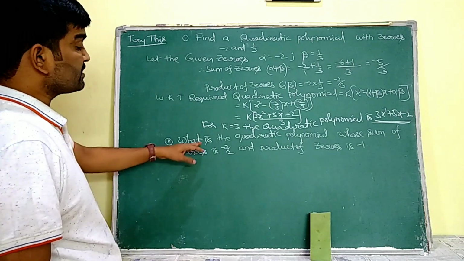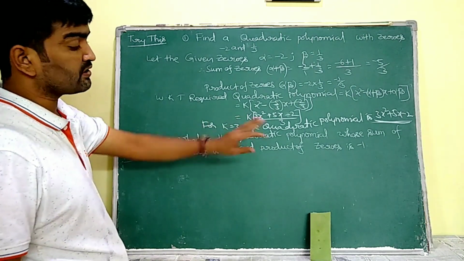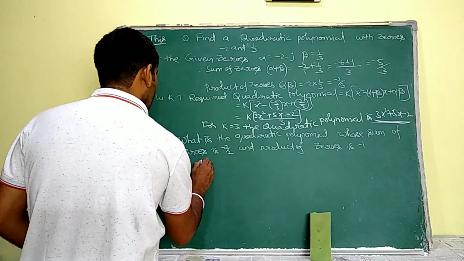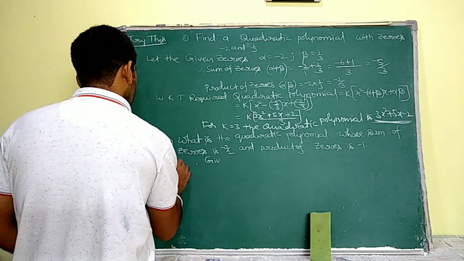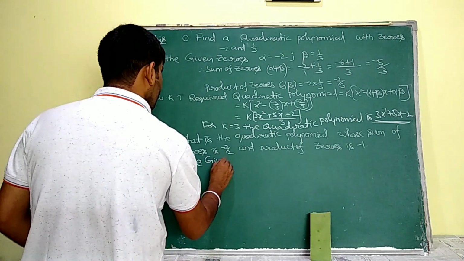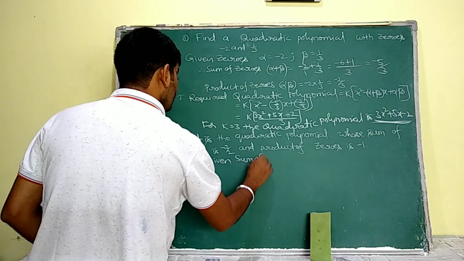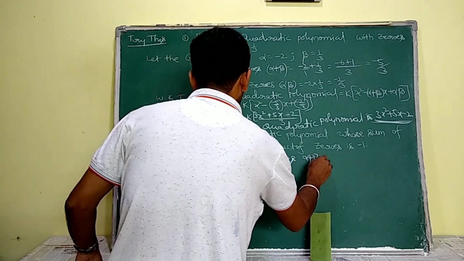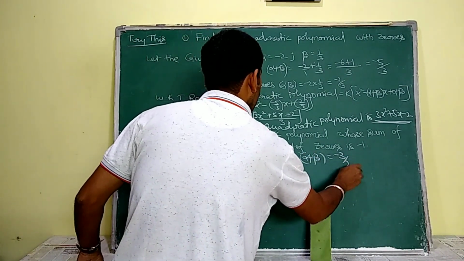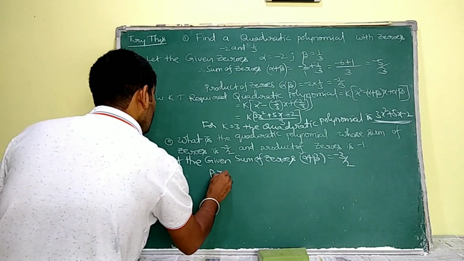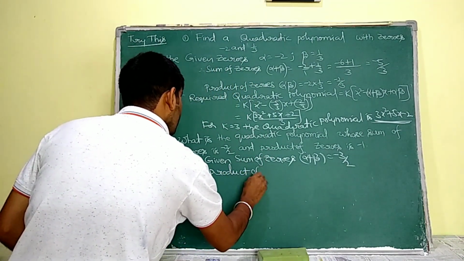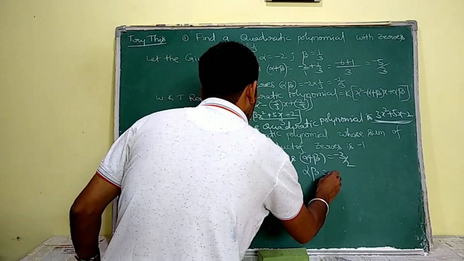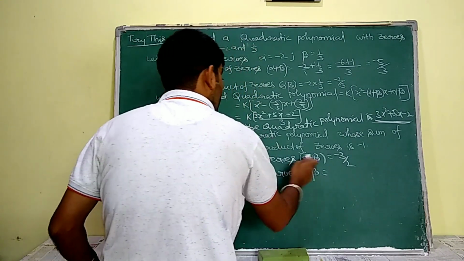So see, in the second question, what is the quadratic polynomial whose sum of zeros and product of zeros is given? That means the sum of zeros he gave and the product of zeros also he gave. So therefore, given, let the given sum of zeros alpha plus beta be equal to minus 3 by 2. The product of zeros alpha beta is equal to how much he gave?